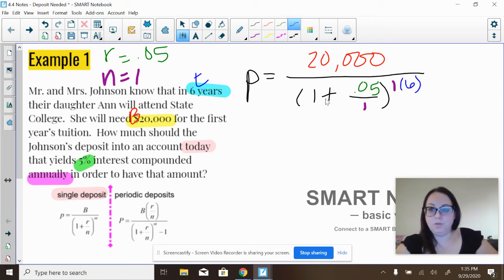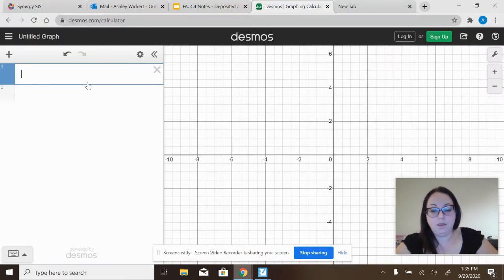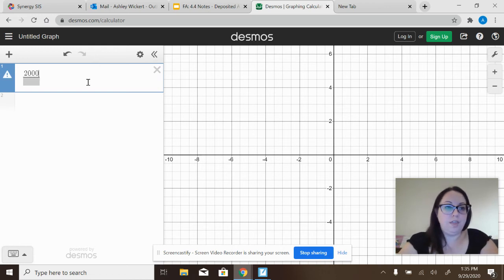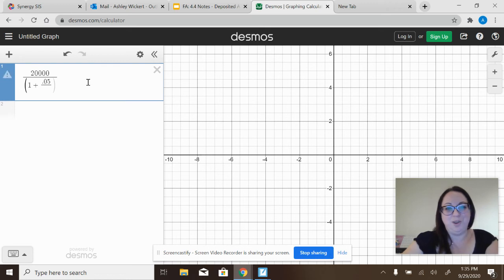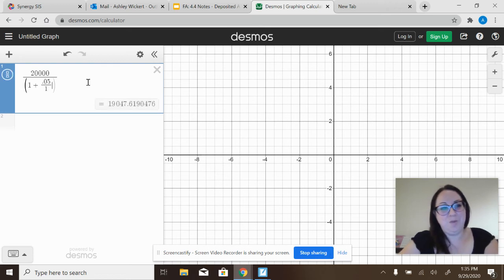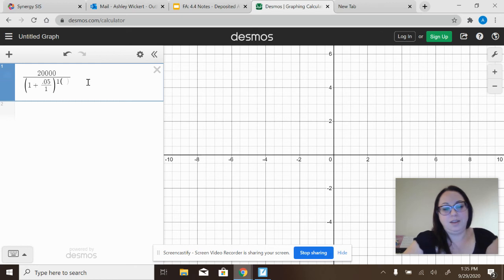Definitely time for decimals, so we're going to plug this in just like it looks. Still starting off with that division key like we did yesterday. $20,000 divided by the parentheses, 1 plus the interest rate, sorry about the balance, 0.05 divided by 1. Go outside. 0.05 divided by 1, and then we're going to raise that to the 1 times 6.